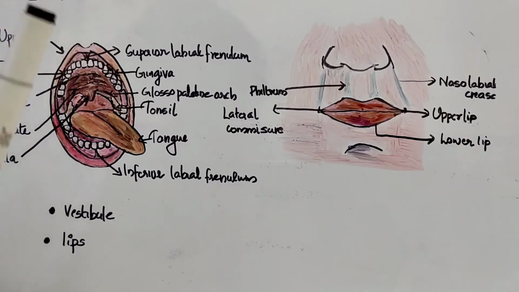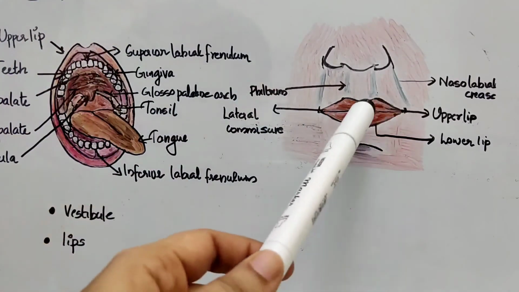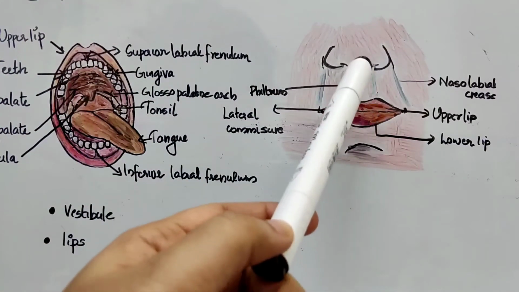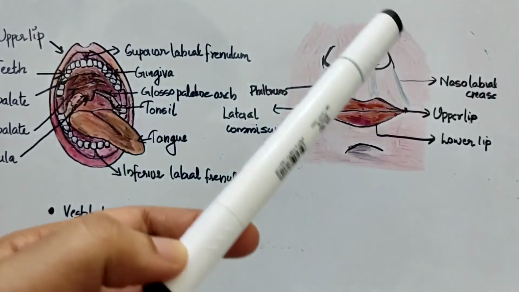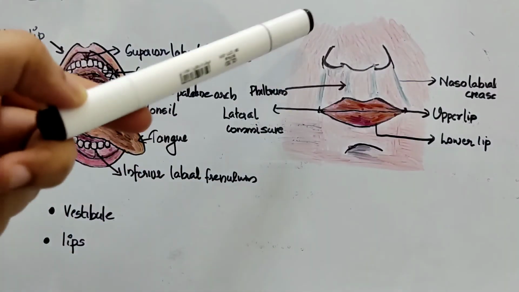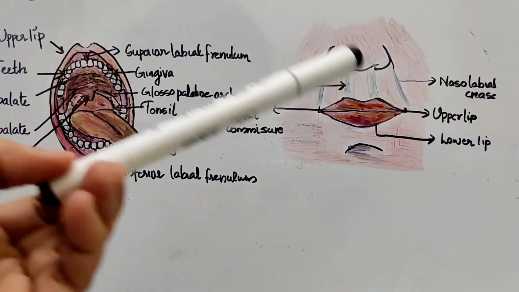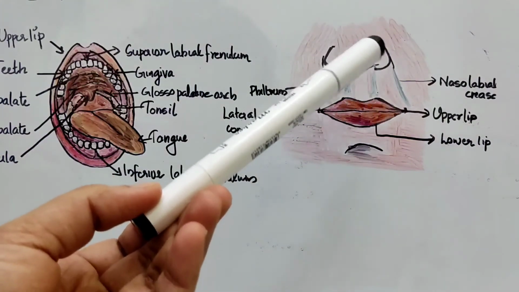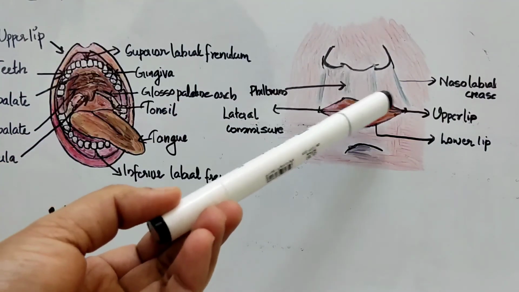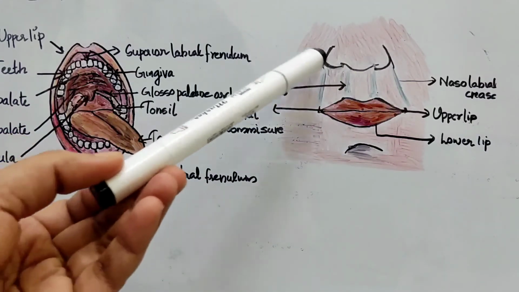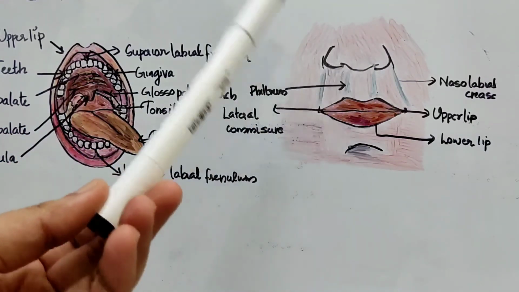Now we will discuss the lymphatic drainage of the lips. The central part of the lower lip drains into the submental lymph nodes, and all other parts of the lips drain into the submandibular lymph nodes.